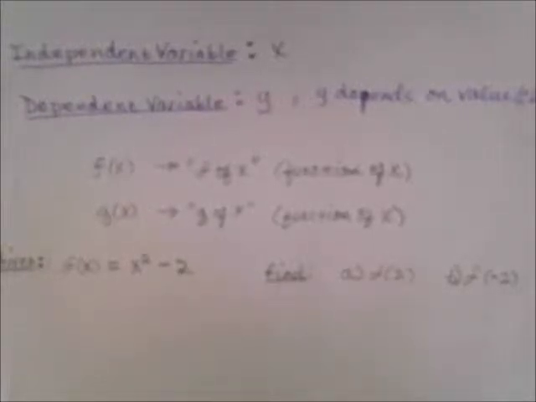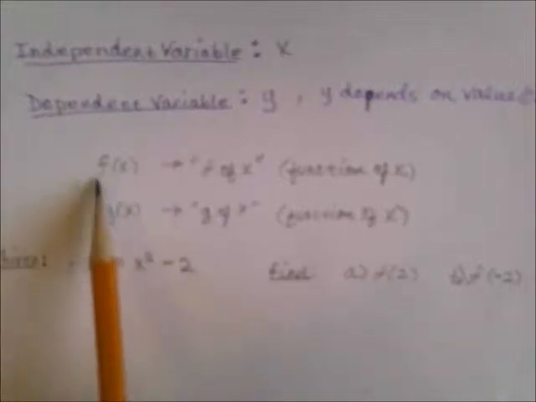We say x is the independent variable and y is the dependent variable because y depends on the value that you choose for x. Whatever x is, y is going to change.